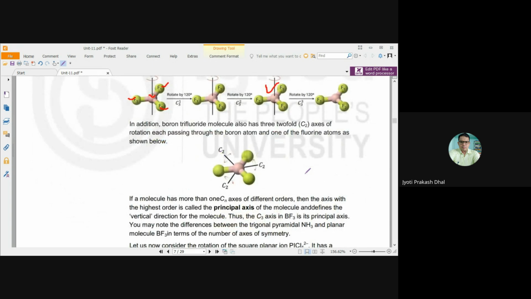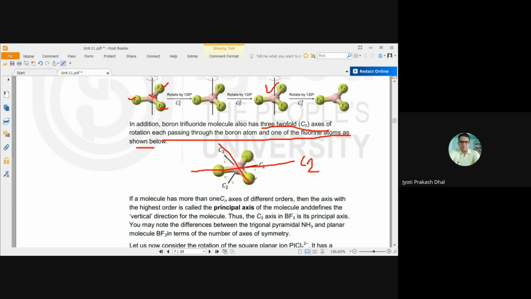In addition to that, the boron trifluoride molecule has three two-fold axes of rotation, each passing through the boron atom and one of the fluorine atoms, as shown below. Suppose we consider this axis, this is a C2 axis.